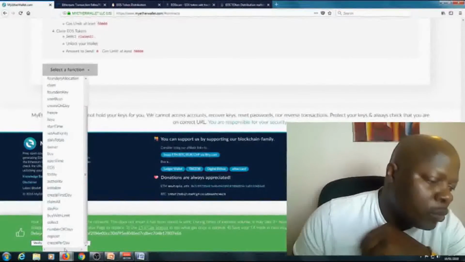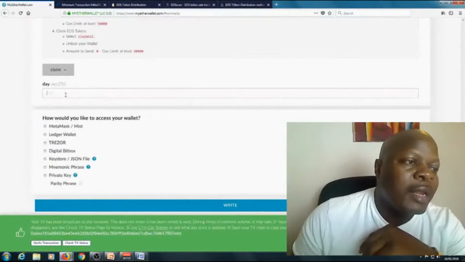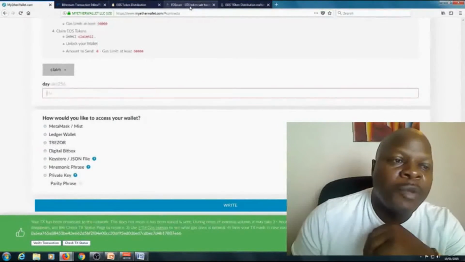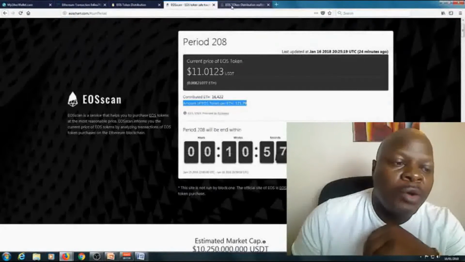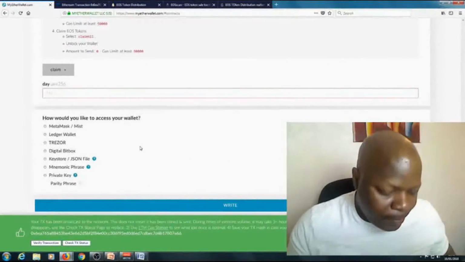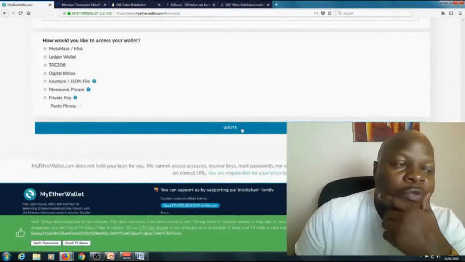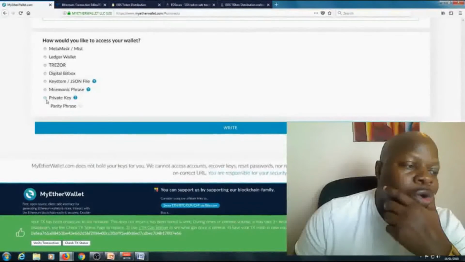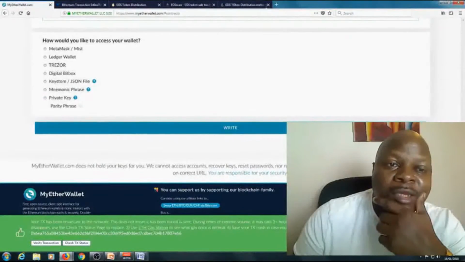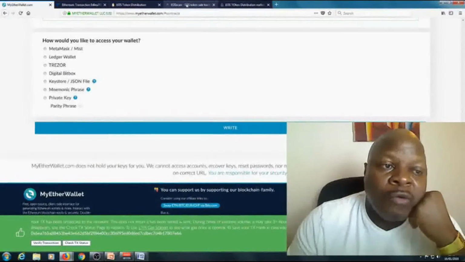So you look for the word claim here, and then you select claim, and then which round have you bidded on? Well, you've bidded on round 208. So you go back and you type in the round that you bidded on there, 208, and then you follow through, and then you put in your private key, and then it just writes out the contract, and then the EOS is transferred over to you.